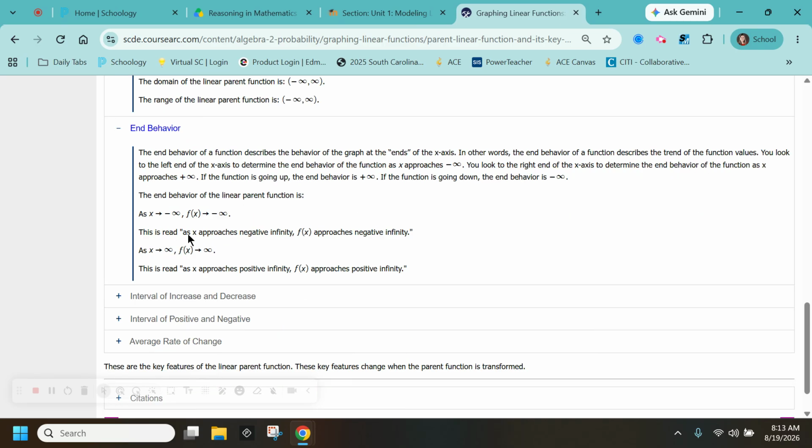End behavior. So end behavior of the linear parent function describes where it goes off to. So in this case, our linear parent function is positive. So as x goes to the left, the line is going down. As x moves to the right, the line is going up. And so this is read as x approaches negative infinity, f of x approaches negative infinity. As x approaches positive infinity, f of x approaches positive infinity.